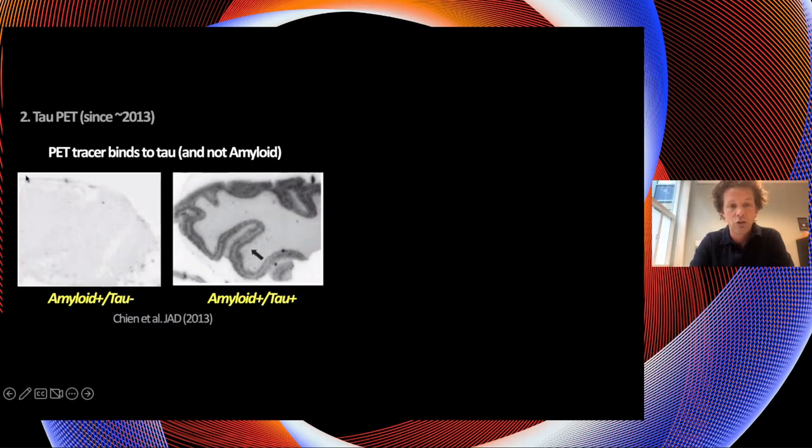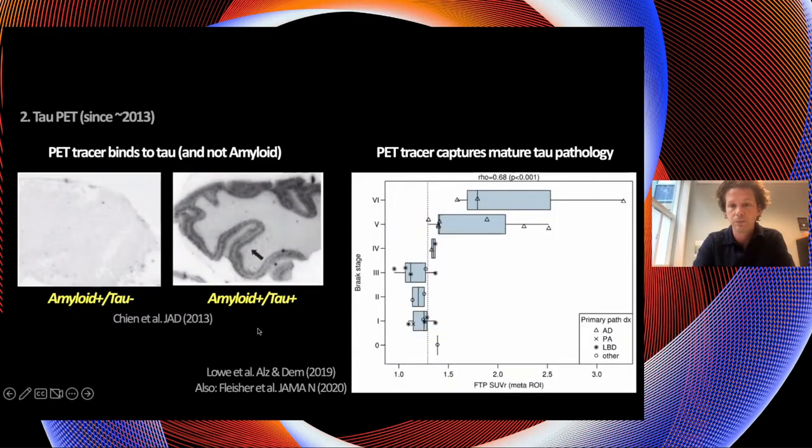You can see that there is essentially no PET tracer binding, whereas in an individual that was both amyloid positive and also tau positive, you can see that there is actually binding of the tracer, indicating that it's measuring tau pathology. What we also learned over the past couple of years is that PET captures relatively mature tau pathology. And what I mean by this is indicated here.